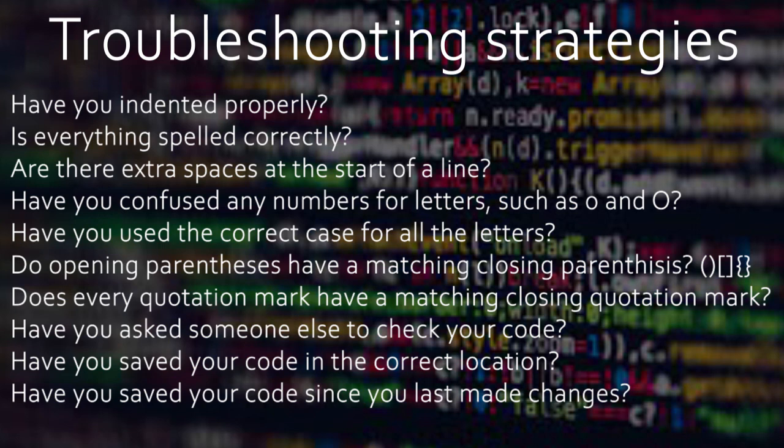Here are some common debugging strategies. Have you indented properly? Is everything spelled correctly? Are there any extra spaces at the start of a line? Have you confused any numbers or letters such as 0 and O? Have you used the correct case for all letters? Do opening parentheses have a matching closing parenthesis? Does every quotation mark have a matching closing quotation mark? Have you asked someone else to check your code? Have you saved your code in the correct location? Have you saved your code since you last made changes? Have you asked the internet?